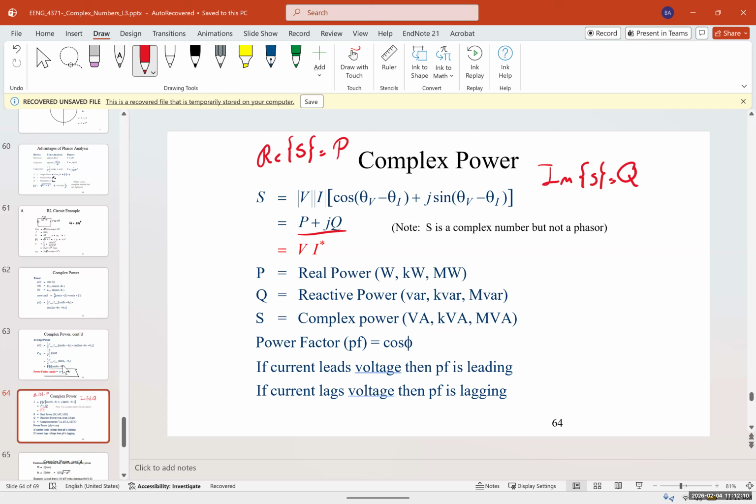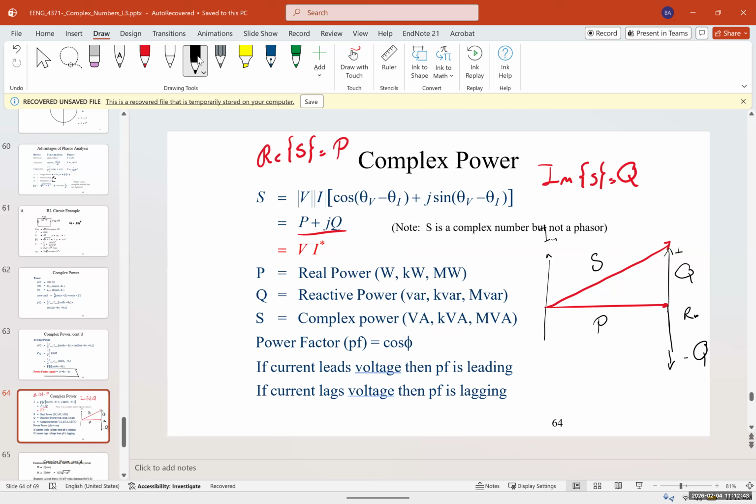Do you remember the triangle for power? This is, again, very useful. This is S, this is our real power P, and this is Q, where this is the imaginary axis and this is the real axis. Again, we have a positive Q and a negative Q, so we can have a leading power factor or a lagging power factor.